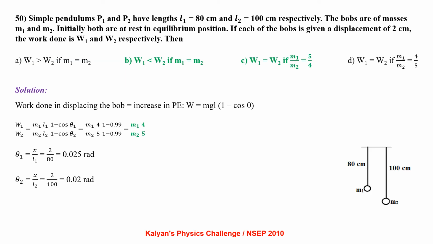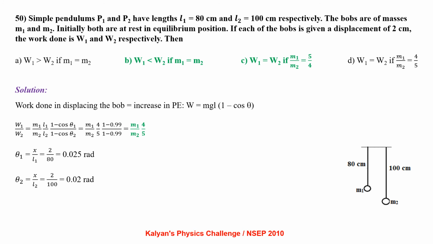Simple pendulums P1 and P2 have lengths L1 equal to 80 cm and L2 equal to 100 cm respectively. The bobs are of masses M1 and M2. Initially, both are at rest in equilibrium position. If each of the bobs is given a displacement of 2 cm, the work done is W1 and W2 respectively.